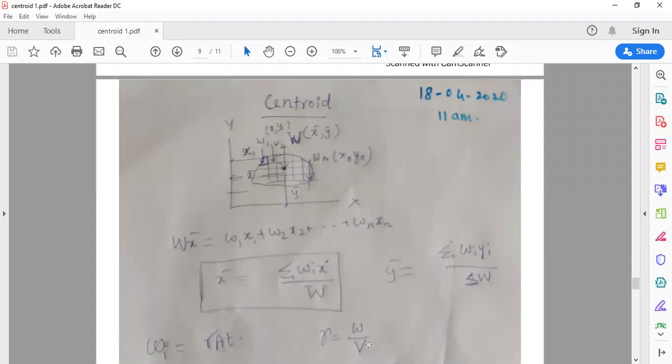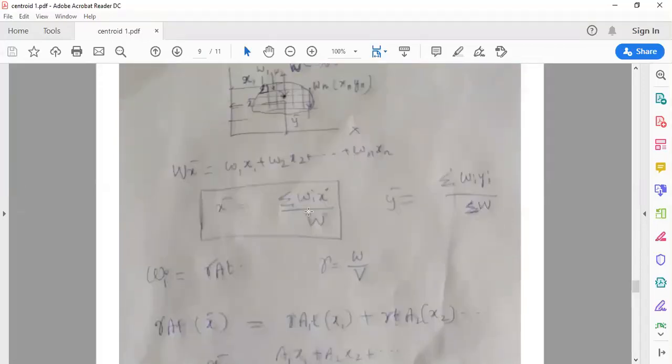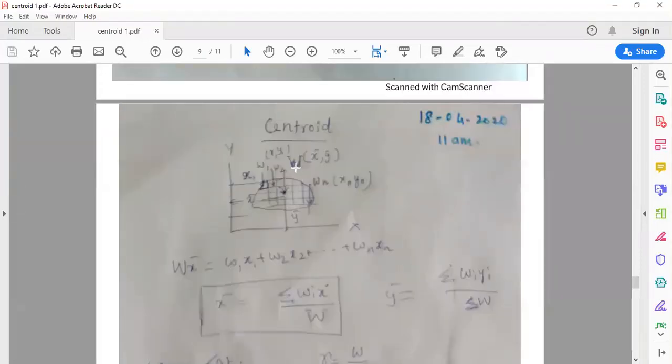So what is the volume? Volume will be equal to area into thickness. Area of the entire plate into the thickness of the plate will give you the volume. So AT represents volume. W I can replace as gamma into V, and V is equal to area into T. So W I am replacing by gamma T into A. So we write W is equal to gamma T A.